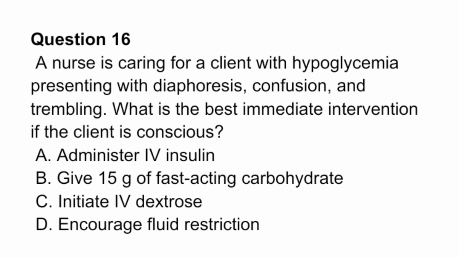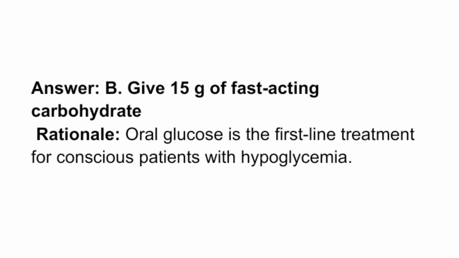Question 16. A nurse is caring for a client with hypoglycemia presenting with diaphoresis, confusion, and trembling. What is the best immediate intervention if the client is conscious? A. Administer IV insulin. B. Give 15 g of fast-acting carbohydrate. C. Initiate IV dextrose. D. Encourage fluid restriction. Answer: B.